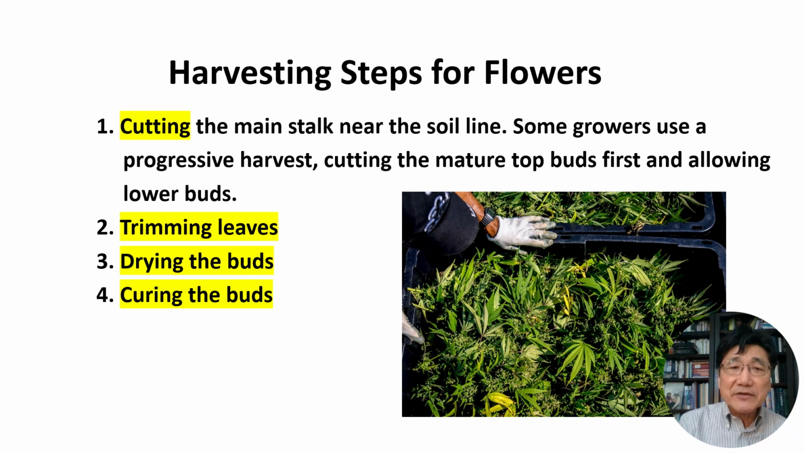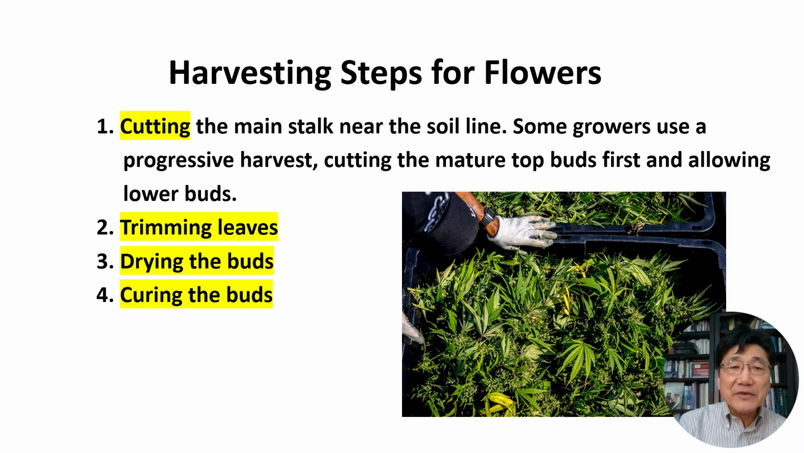The next step is to remove the large fan leaves. There are two ways: wet trim, which is trimming immediately after harvest, or dry trim, which is trimming after drying. Wet trimming is often easier as the leaves are less brittle.